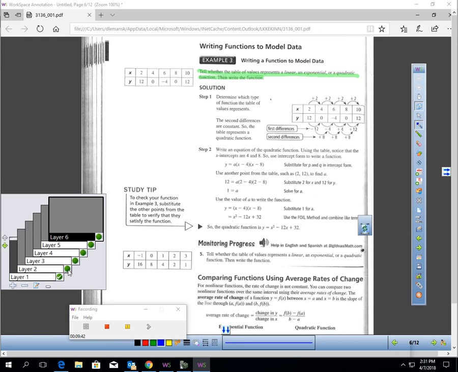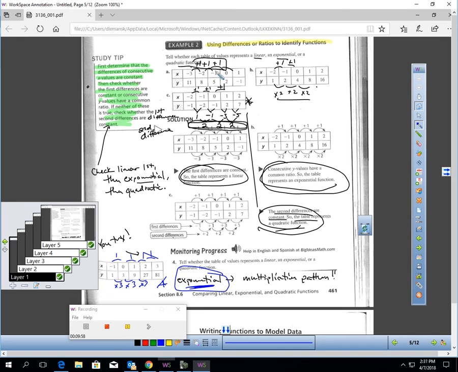So we're going to have to be able to write a function for a linear table, an exponential table, and a quadratic table. So we need to review each of those. Okay, so let's talk linear. Let's go back to our previous example, this was a linear table. Okay? Remember, linear is slope-intercept form.